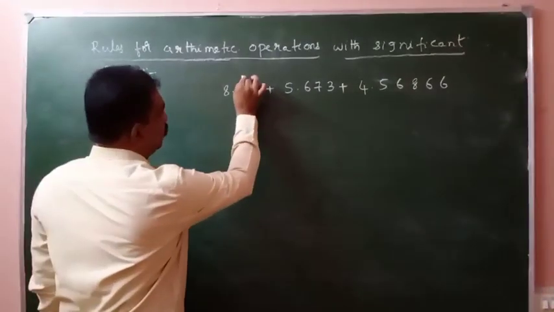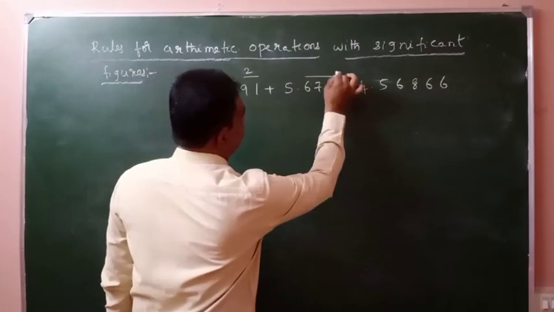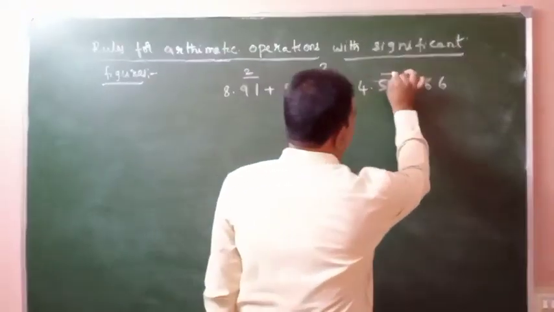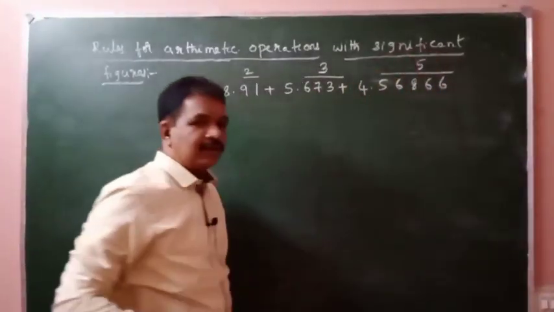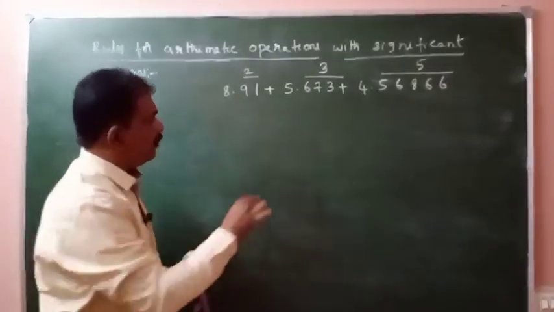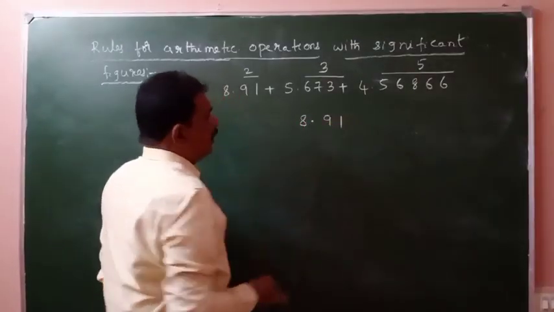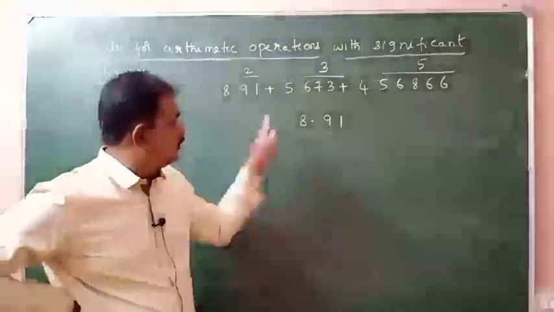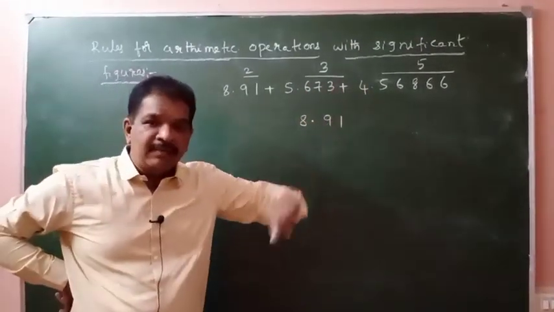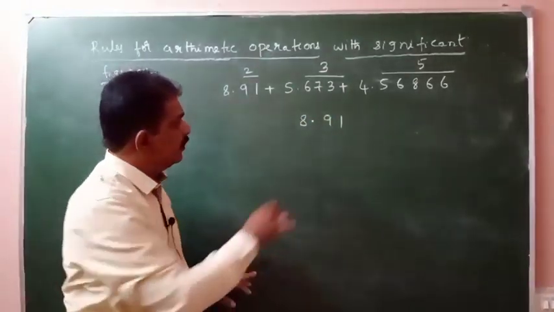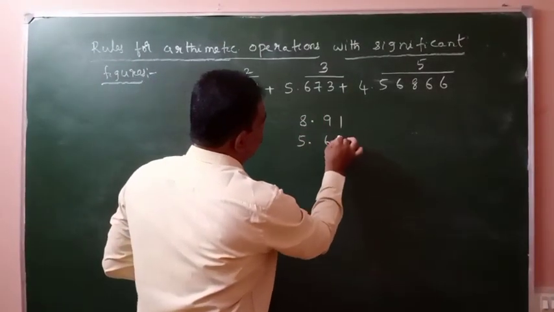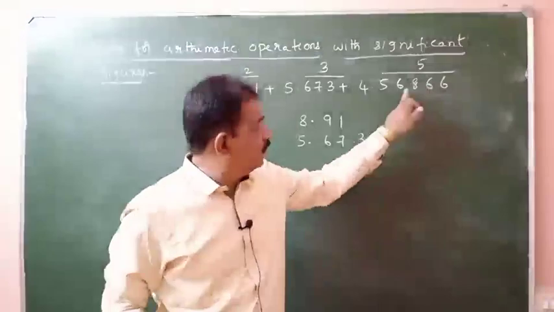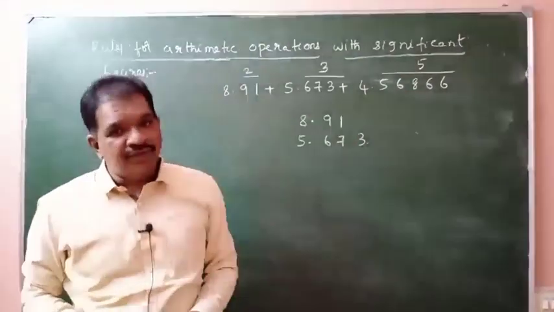Here how many are there? 2. Here how many are there? 3. After the decimal point only you have to observe. Here how many are there? 5. Clear? So write this number as usual. Remaining numbers should have 3 significant figures because it is having 2. That's why remaining numbers should have 3 significant figures. So it is having 3 only, no need to round that. Here it is having 5, so we should round it to 3 significant figures.